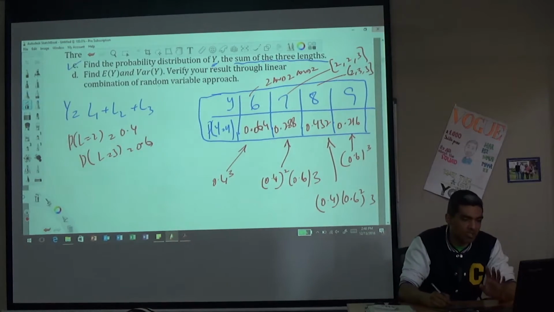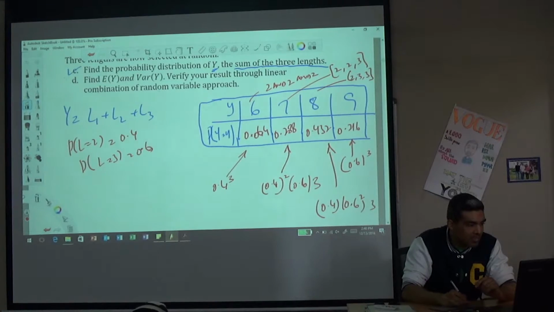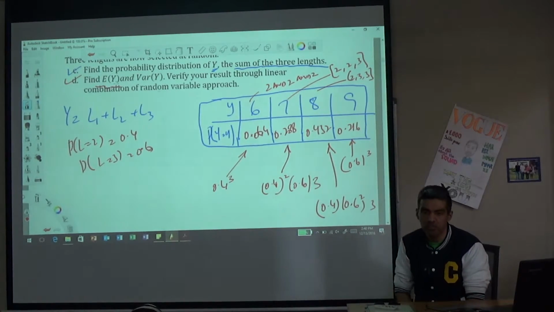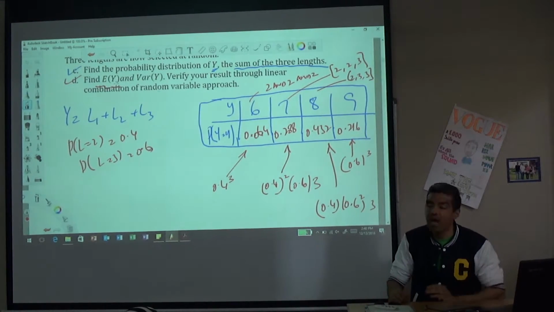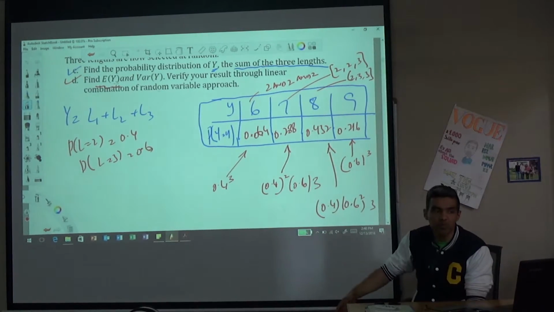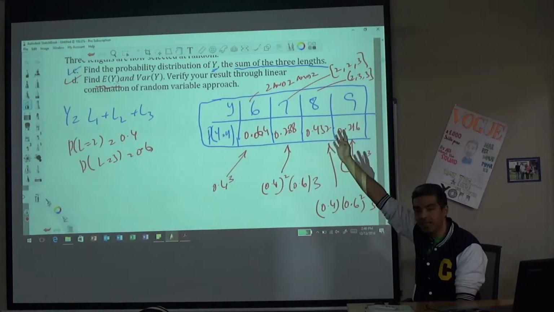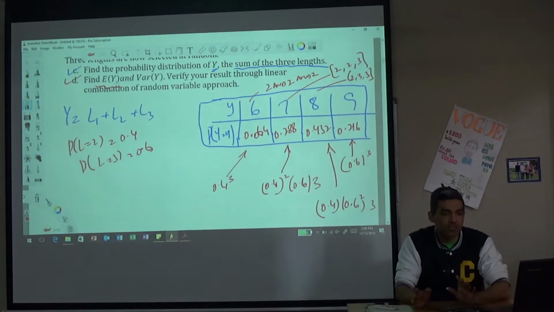Now, if I find the expected value of this, I would do 6 times 0.064, 7 times 0.288. Okay, the answer to part C is done. You got the probability distribution. Now the next part is, get the expected value of Y. If I don't have the knowledge that these are coming from 3 instances of the same random variable, I will have to first build this entire table and do the entire process of multiplying 6 times 0.064, 7 times 0.288, and then get the answer at the end.